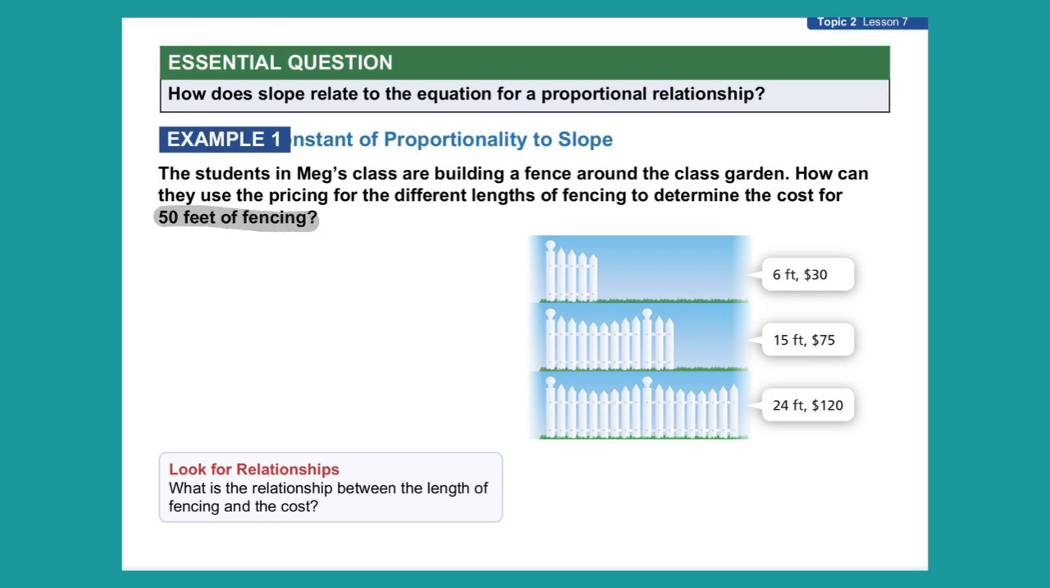All right, so we have some important information here. We want 50 feet. We know 6 feet is 30. We know 15 feet is 75. We know 24 feet is 120.